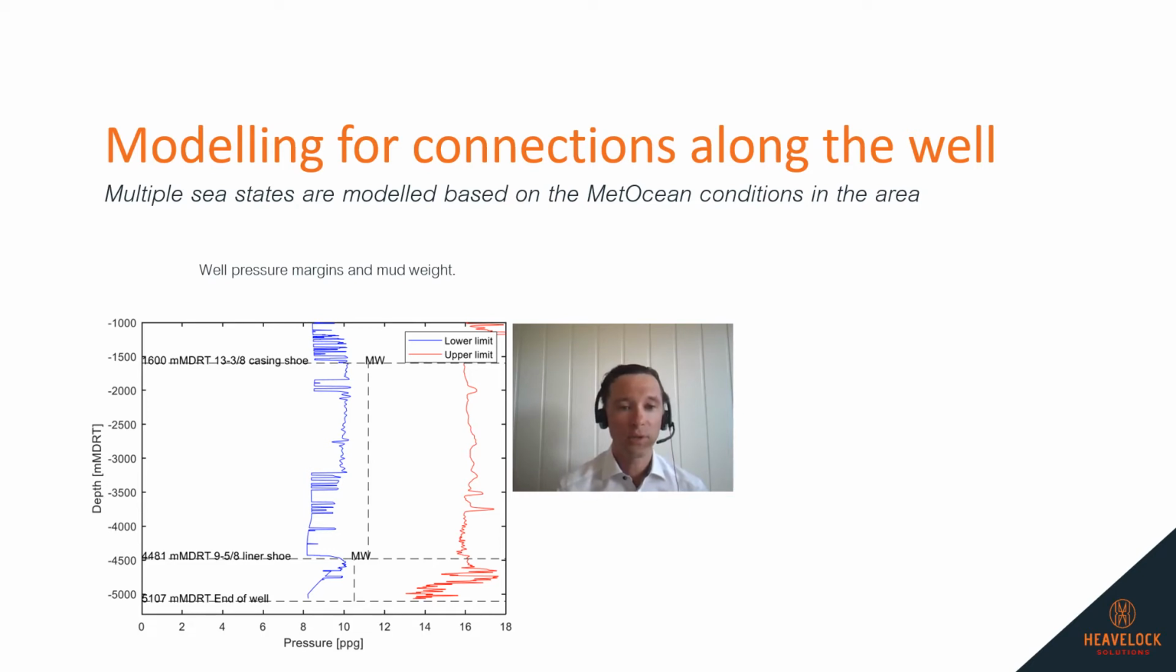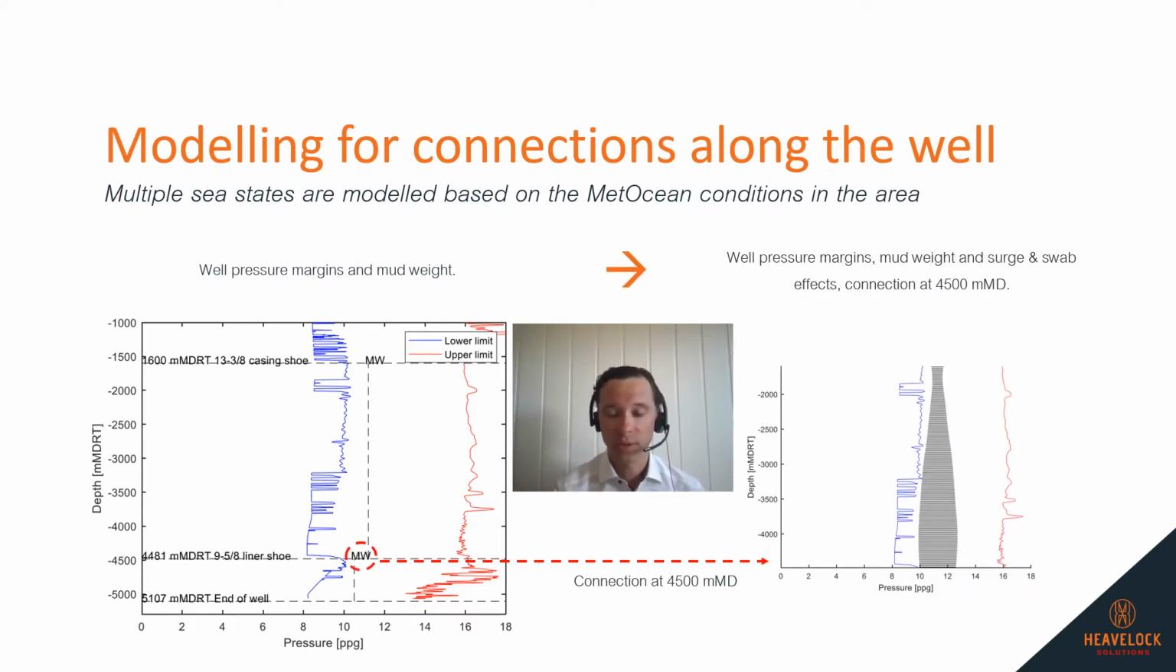Let's look now at a connection done at 4,500 meters in this well. So we've drilled this well down to 4,500 meters, we picked off bottom, and then we're doing a connection. And this is how it's actually going to look like with the rig heave we've simulated here. There will be surge and swab propagating all the way up in the well from the point where you make the connection.